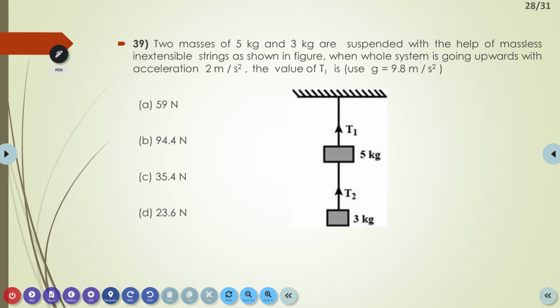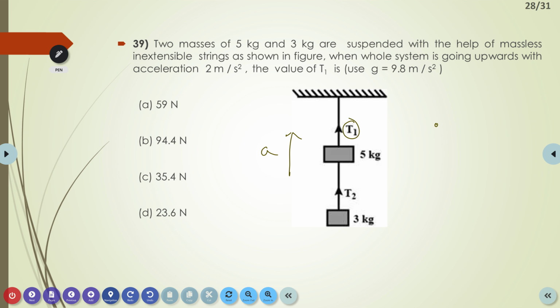Next. Two masses of 5 kg and 3 kg are suspended with the help of massless inextensible strings as shown in the figure. When the whole system is going upward with an acceleration of 2 meter per second square, you have to calculate the tension.